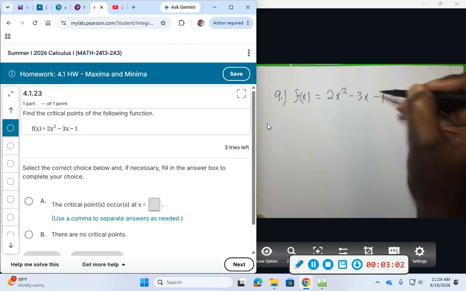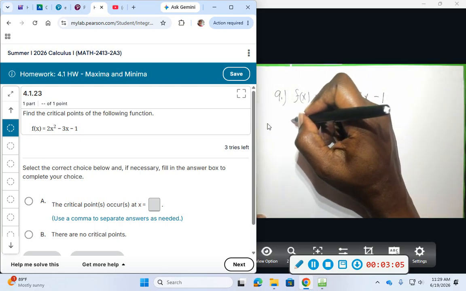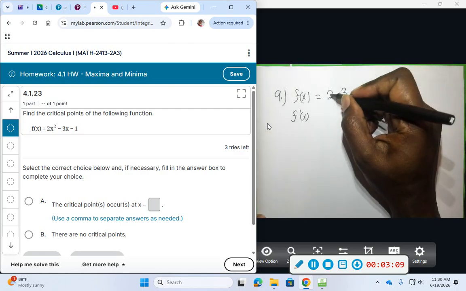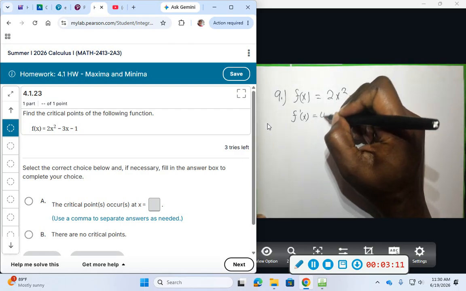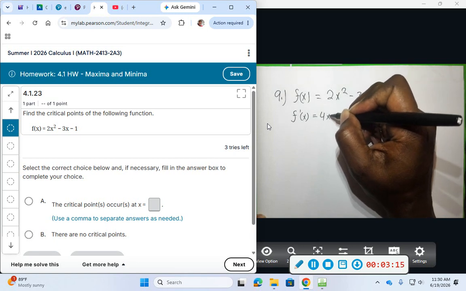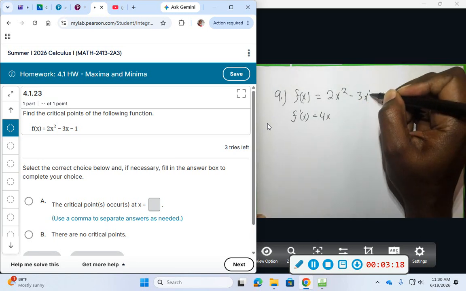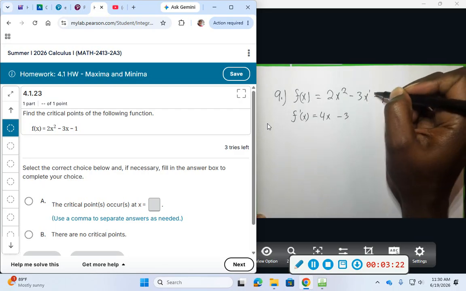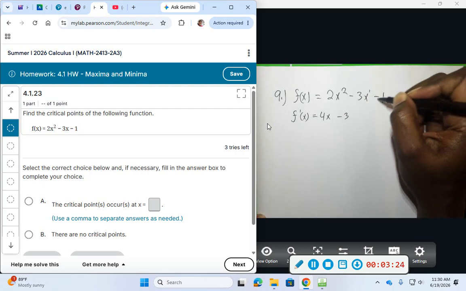All right, so to find the derivative, we're going to use the power rule. So we're going to find f prime of x: multiply by 2. 2 times 2 is 4. And then subtract 1. So that just gives us 4x. Take a 1, multiply by 1, so minus 3. Subtract 1, that'll be x to the 0, which is 1. And then derivative of a constant is 0.